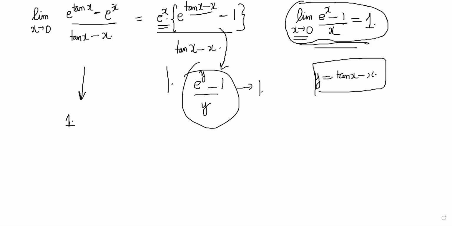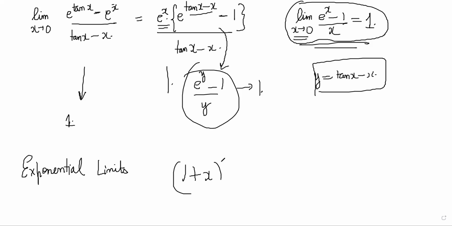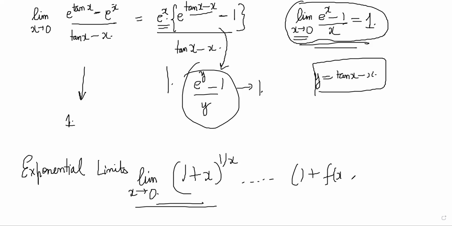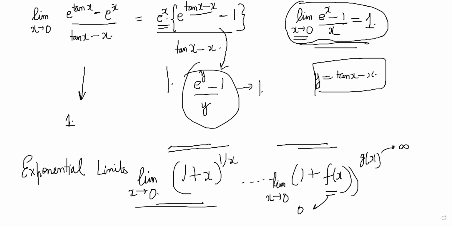Now one thing is left, which is the exponential type of limits. I will not start that now; we'll do it in the next class. Exponential limits are when it is something like 1 plus x to the power 1 by x, where limit x tends to 0. It can also be 1 plus f(x) to the power g(x), where f(x) tends to 0 and g(x) tends to infinity as x tends to 0. So these types of exponential limits we will see in the next class.